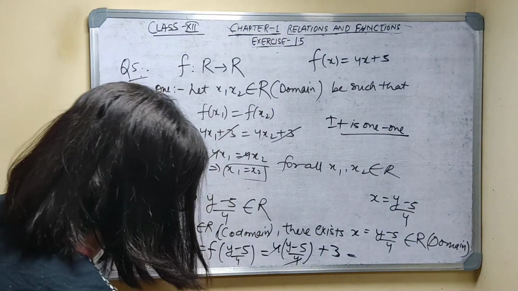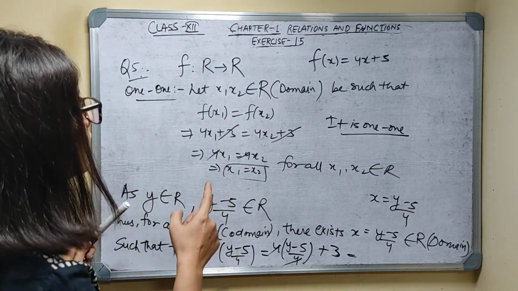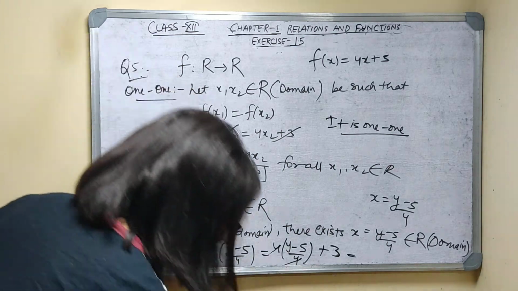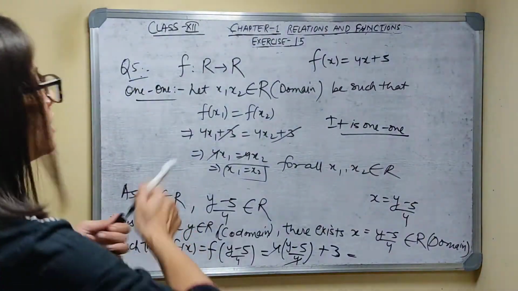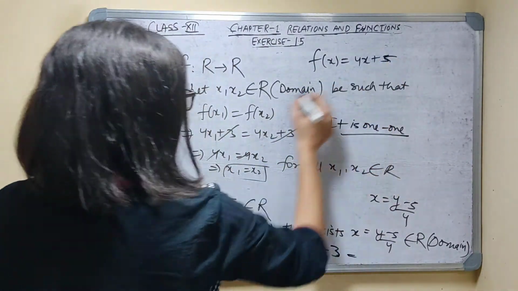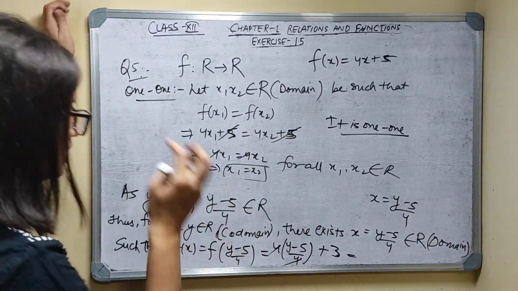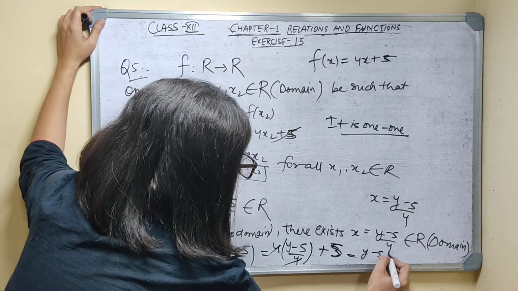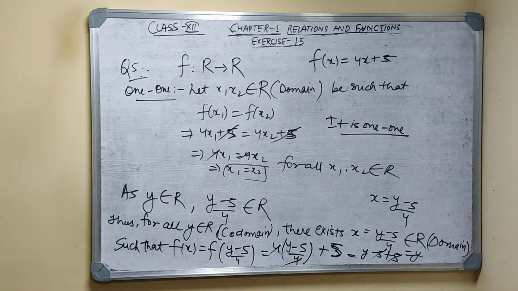One minute. What a mistake. f of x is equal to 4x plus 5, so here it is 5. Here it is 5 only. So you will get y minus 5 plus 5, minus 5 plus 5 is equal to what? y. So f of x is equal to y.